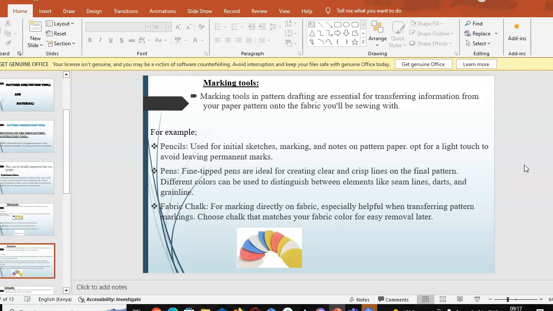All right, they have different colors that can be used to distinguish between elements like seam lines, the darts and the grain line. You also have the fabric chalk, also called the tailor's chalk. These are for marking directly on the fabric, especially helping when transferring pattern marks. So you choose your chalk that matches your fabric color for easy removal later.